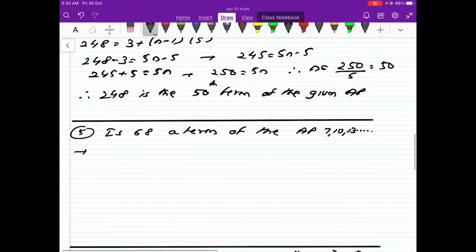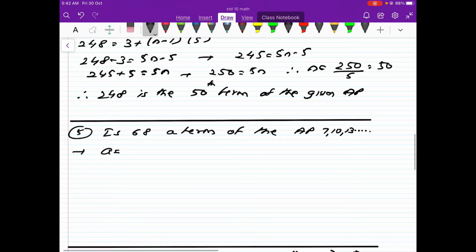This is just confirmation. Is 68 a term of the AP 7, 10, 13 and so on? Basically you have to do the same thing, and here you have to find again n. So all the conditions we should remember. So we will start generating the data. Here A is 7. What is D? It is 10 minus 7 means 3. Now what is an, which we have to check? We will just check if 68 is a term of this.